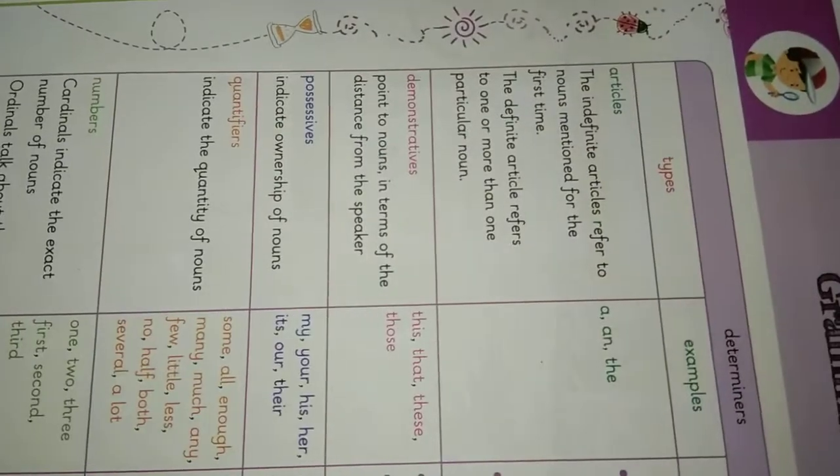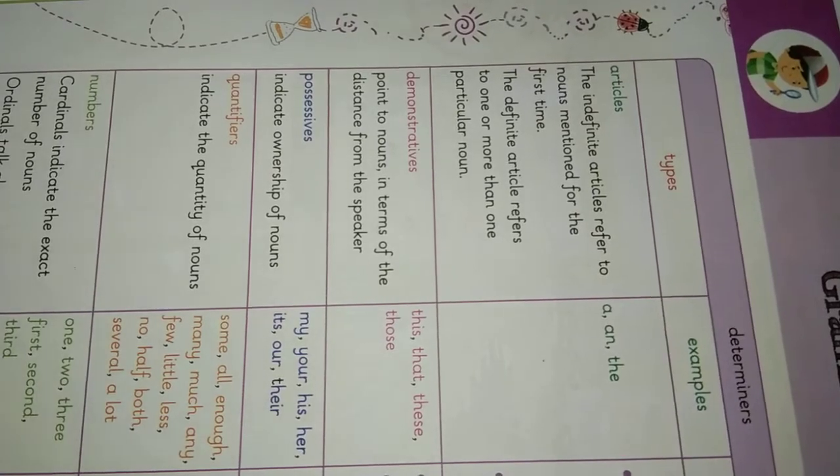So what we have seen here is that articles are of two types: indefinite articles and definite articles. A and an are indefinite articles, and the is the definite article. And generally, where is an used? With vowels. Although there are a few exceptions also, as we all know.